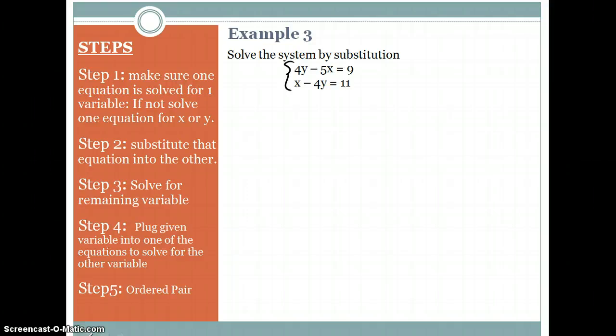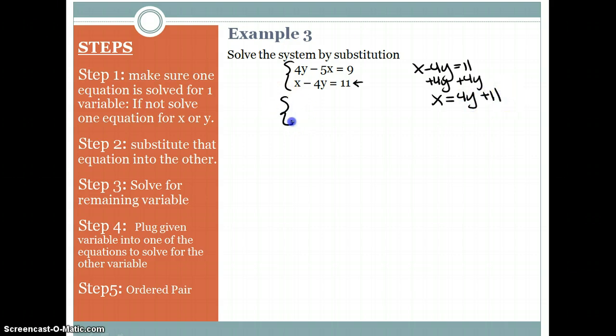The first step, if none of the equations are solved for a variable, is to pick one of the equations and actually solve for a variable. So I'm going to go ahead and pick the second one. x minus 4y is equal to 11. Add 4y to both sides, because it's a single x already, so I might as well make it equal to x. So x is equal to 4y plus 11.